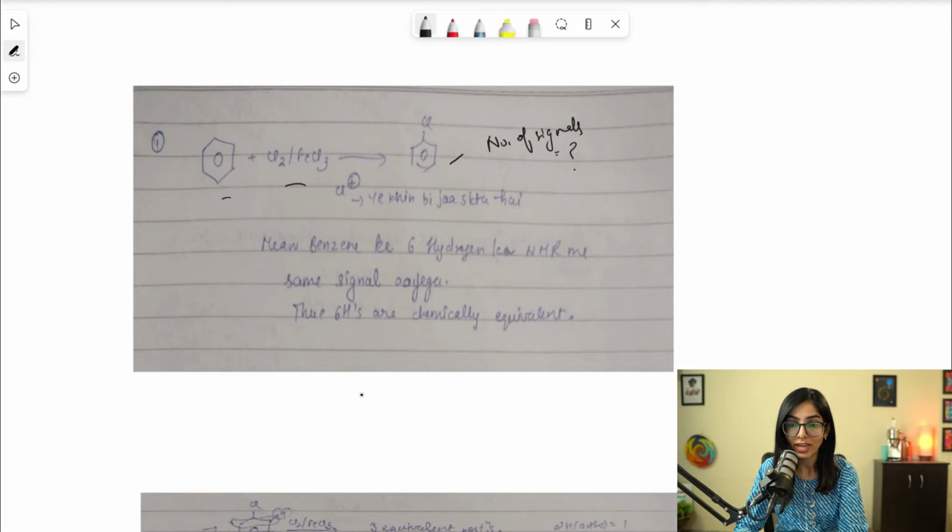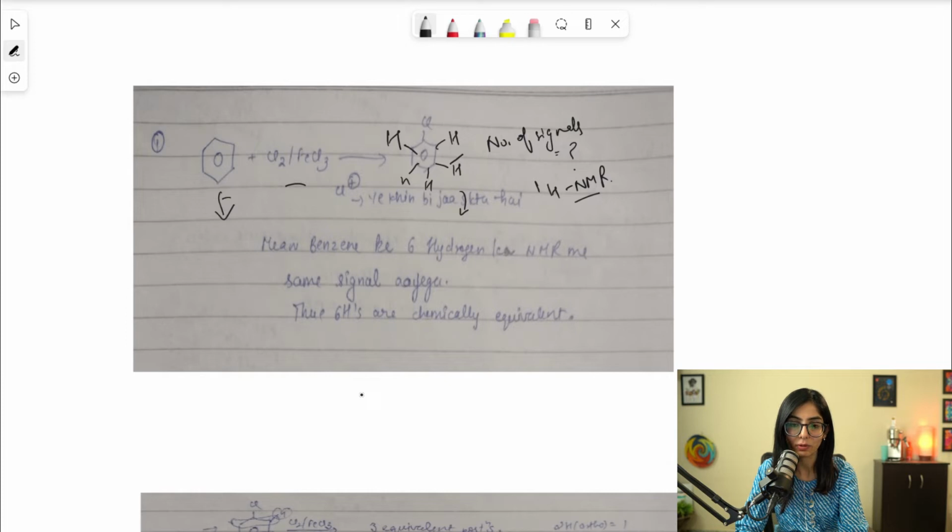So for H1 NMR, proton NMR, we'll only see hydrogens. So how many hydrogens are over here? 1, 2, 3, 4, and 5. Fine. These are 5 hydrogens. So if I say that, how many signals will this compound give? We'll be talking about this also.